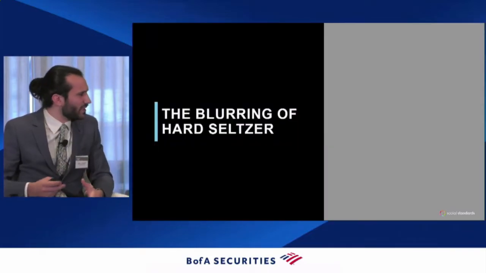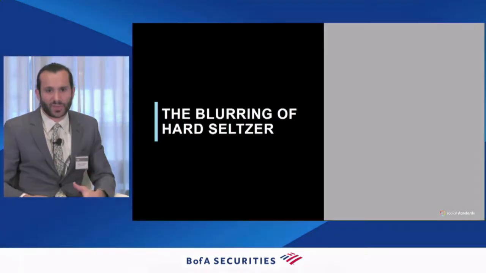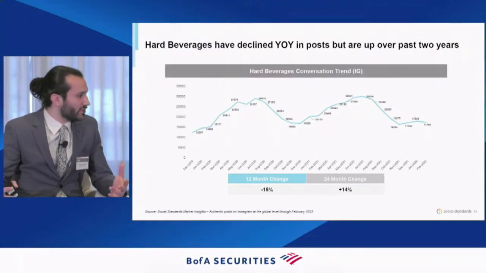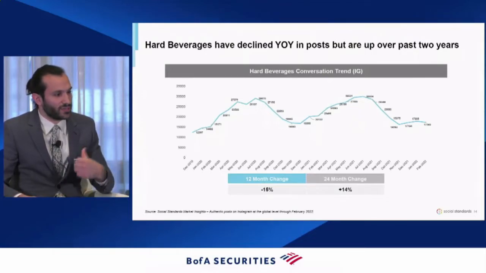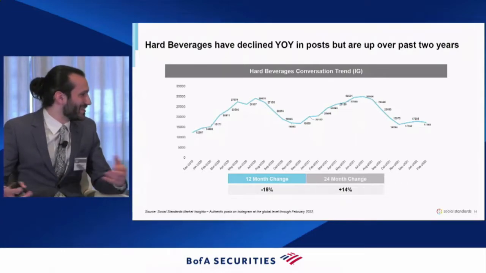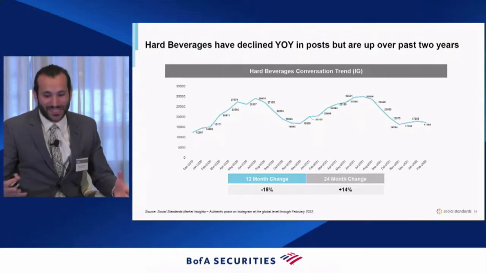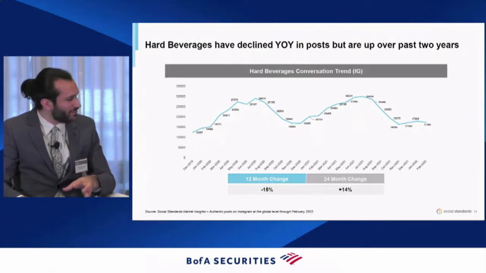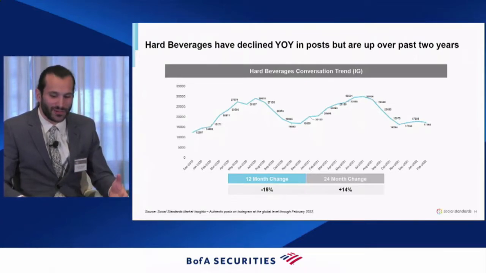So now I'm going to shift a little bit into talking about hard seltzer, hard beverages in general, and the blurring of the hard seltzer category. So here we're just looking at a trend of all hard beverage conversations. So think about this as hard seltzer, prepared cocktails, hard iced tea, hard kombucha, anything you'd have hard in front of. And we can see here the trend in its conversations over the past 26 months. So we see that hard beverages is up about 14% over the 24-month period, but it's down about 15% year over year in terms of conversations.